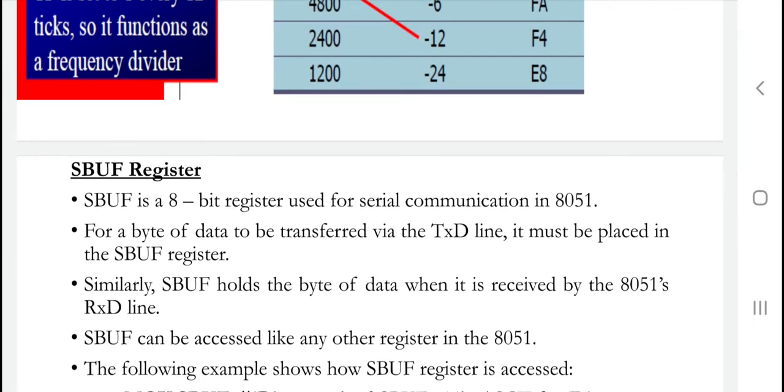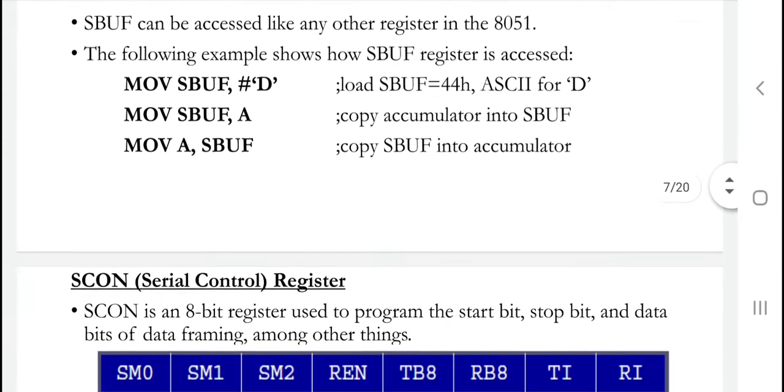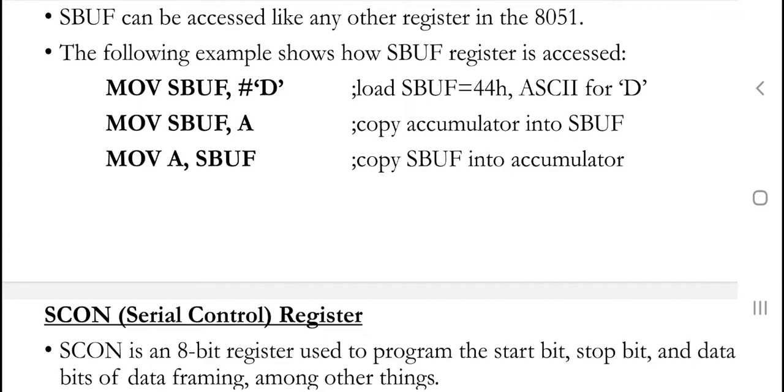SBUF we have again discussed in SFR, special function register. SBUF is a serial buffer. It is an 8-bit register which is meant only for serial communication. This is how SBUF is accessed. Move the data, whatever the decimal value, to SBUF, and then copy the accumulator into the SBUF, and then the SBUF into the accumulator. Whatever the data you need to serially buffer, you store that value into the SBUF through the accumulator.